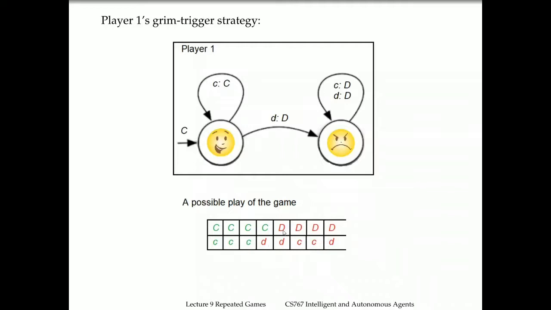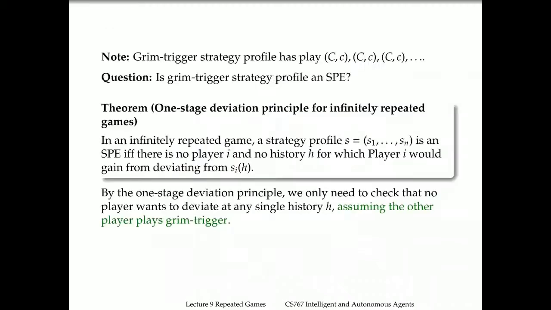and in the next iteration, player 1 immediately switches to this grudge state and says, now I'm going to betray you as well. And then player 2 stays at D, or player 2 changes to C. It doesn't really affect player 1's decision. It will just stay D forever. Right? So that's a possible play of the game when player 1 follows the Grim Trigger strategy.